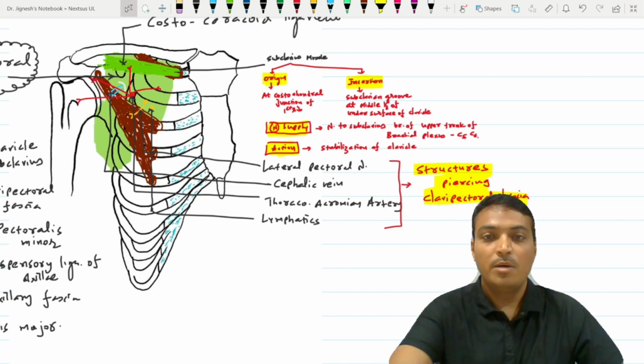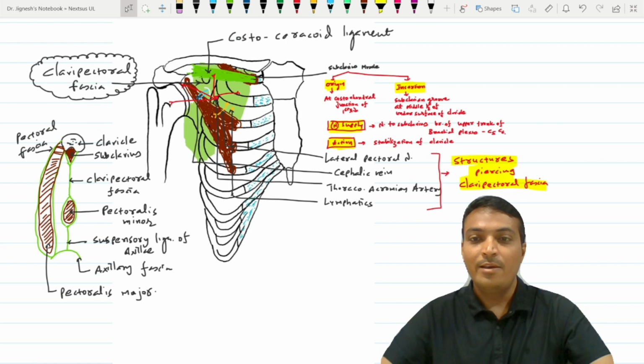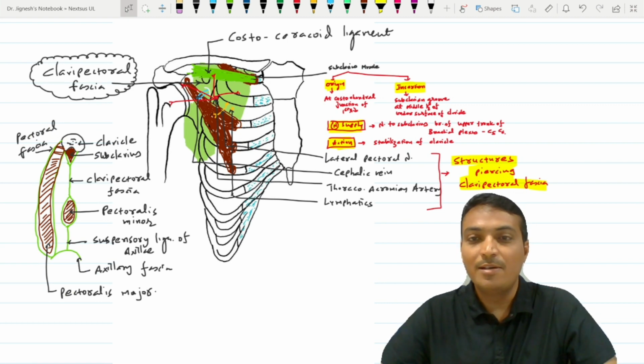And this is all about the pectoral region, which is the most important part of the examination as far as the subjective exam or objective exam is concerned.